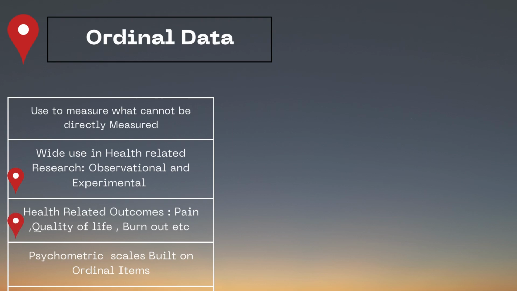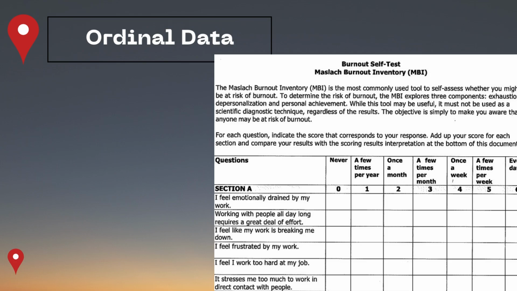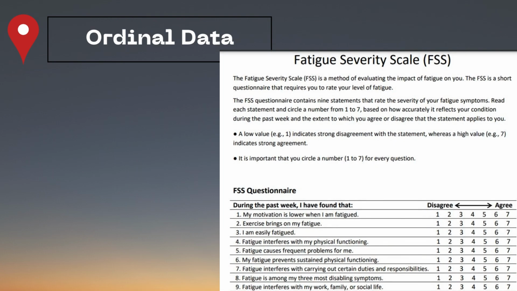Imagine there are important health-related outcomes that cannot be directly measured through any instrument, such as pain, quality of life, fatigue, anxiety, depression, and burnout, etc. We use ordinal variables to create scales for these health outcomes. These scales, called psychometric scales, are used in all research designs, including observational and experimental studies. Additionally, a lot of research activity is focused on designing and validating these scales.